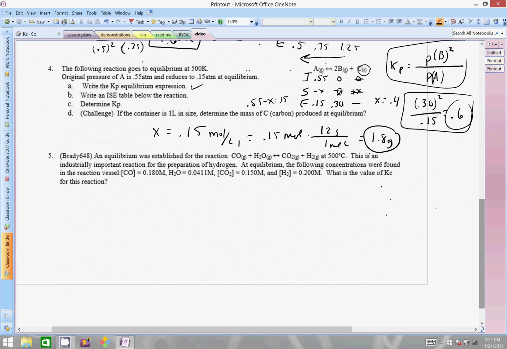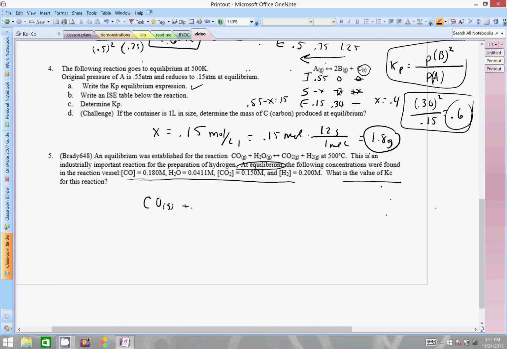An equilibrium was established in the reaction of CO and water to form carbon dioxide and hydrogen at this temperature. There is industrial importance in the preparation of hydrogen, okay, blah, blah. Alright, so equilibrium is found, and the concentrations were found. At equilibrium, these are the concentrations. What's the Kc? Alright, so let's rewrite our equation.